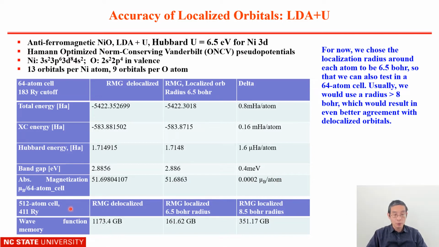Here I just show you why the localized operators are needed for some big calculations. For example, if we want to run nickel oxide with 500 atom cells or bigger, for some reason you need a very high cutoff. I estimate that for the RMG delocalized, the wave function needs more than 1 terabyte of storage, while for the RMG localized with this small radius it only needs 160 gigabytes. Even with a larger radius it only needs 350. This is one third of the delocalized wave functions.